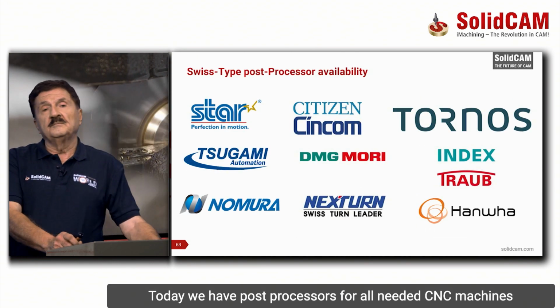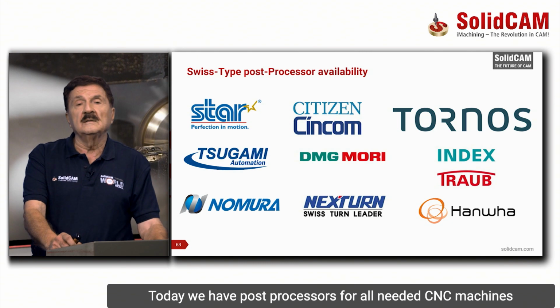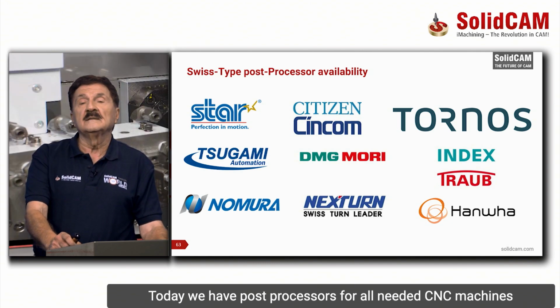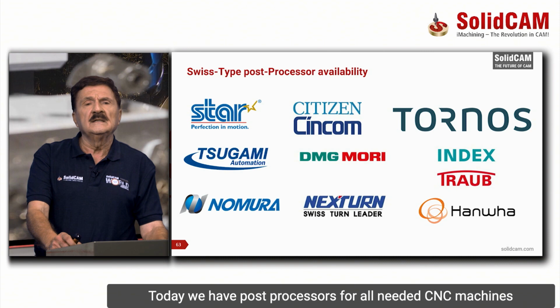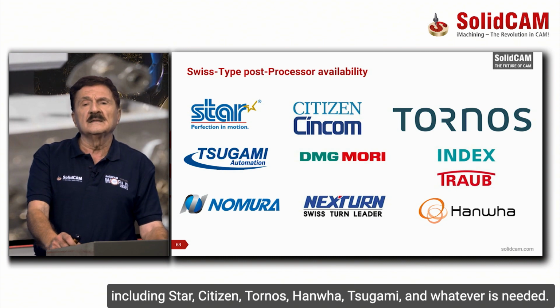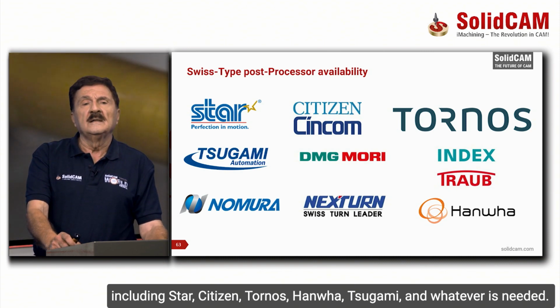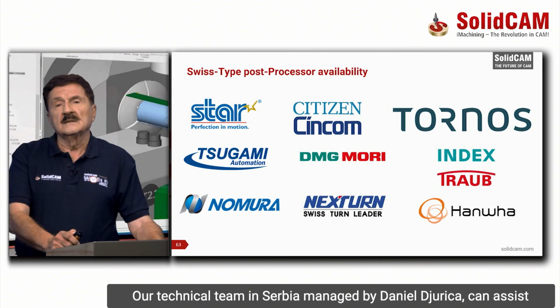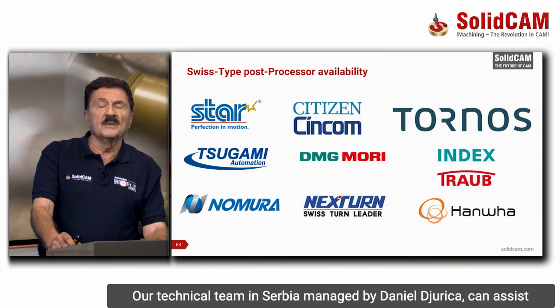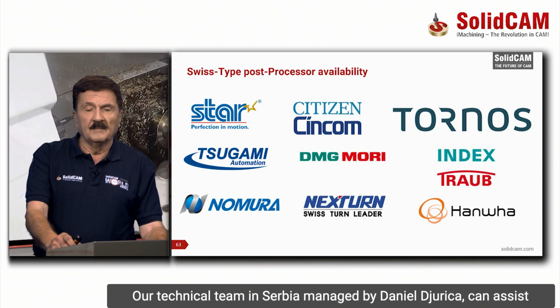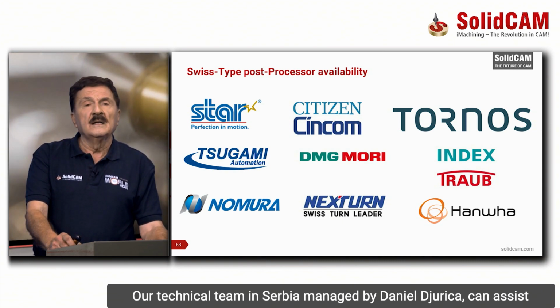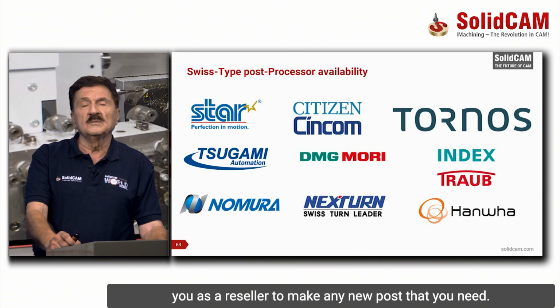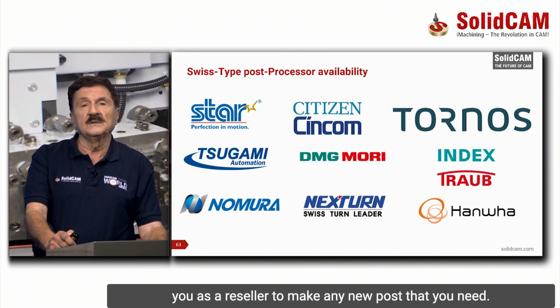Today we have post-processors for all needed CNC machines, including Star, Citizen, Tornos, Hanwha, Tsugami, and whatever is needed. Our technical team in Serbia, managed by Daniel Durica, can assist you as a reseller to make any new post that you need.